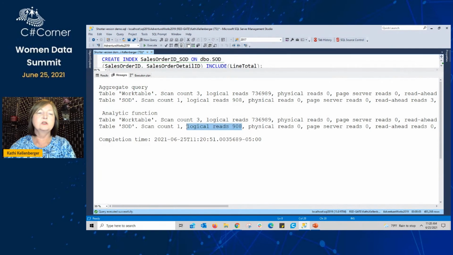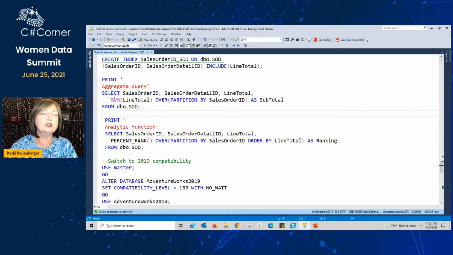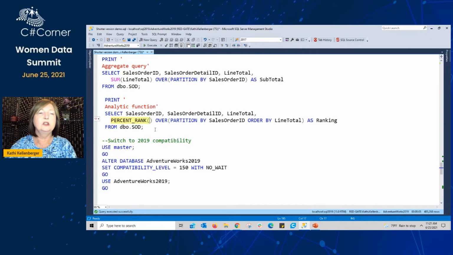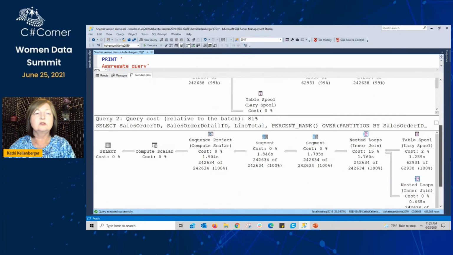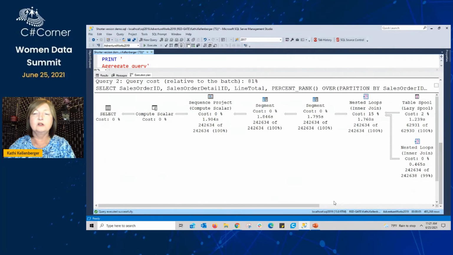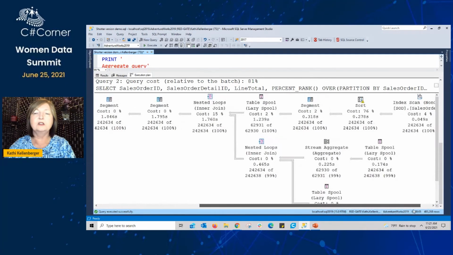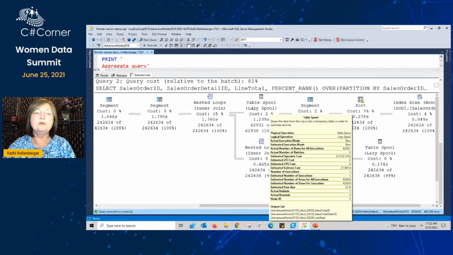Let's take a look at the statistics IO. The logical reads for my new table are 908, but you can see this gigantic number of logical reads for the work table. That's because I'm using a window aggregate and one of the statistical functions. Let's also look at the execution plan. You can see that nasty table spool. Remember, the table spool is always created on disk, so that's why there's so much IO. It acts like it doesn't take a lot of resources, but it really does. And here is the one for the analytic function. We even spilled to disk, and we've got the table spools again.